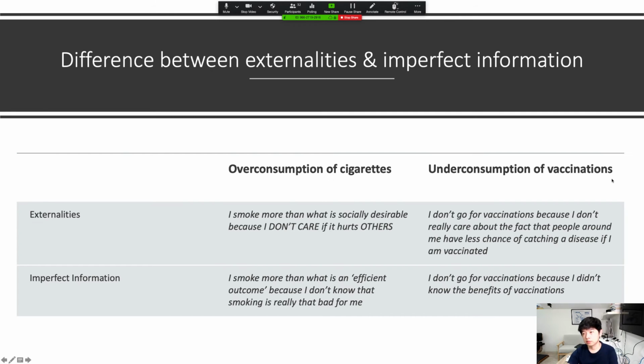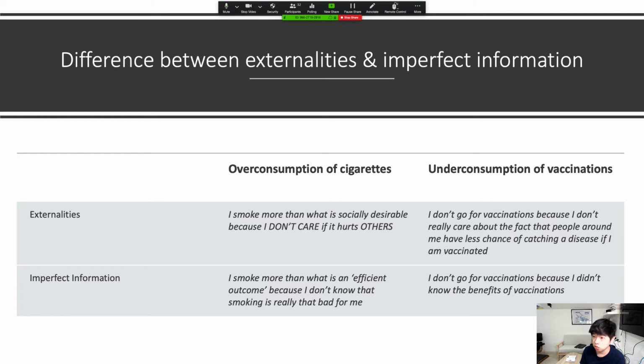Now, last week, we covered externalities. This week, we covered imperfect information. Externalities and imperfect information are two completely separate issues. I repeat, one more time, I say this loud and clear, make sure everybody gets it. Externalities and imperfect information are two completely separate issues. They are not related, and they are not to be explained in the same breath. Explain them separately because they are really separate issues.